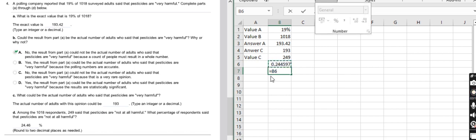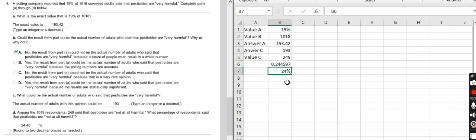Here is 0.24. This is not the percentage. Now convert this into a percentage: just click on the percent style. There is 24%, but it is required to round to 2 decimal places as needed. So I am increasing its decimal places. 24.46, okay, 24.46 is the exact answer.